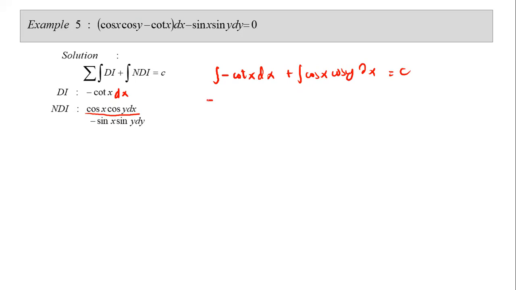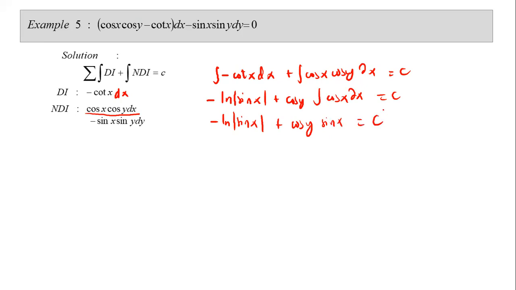And you know that the integral of cotangent x dx is ln sine x. And then again, you are integrating with respect to x, so cosine y is constant. You can throw it out. The integral of cosine x dx equals c. The negative ln of sine x, okay? Then plus cosine of y. Then you know that the integral of cosine x dx is sine x equals c. Okay, so we shall have, all right, and these are the integrals.